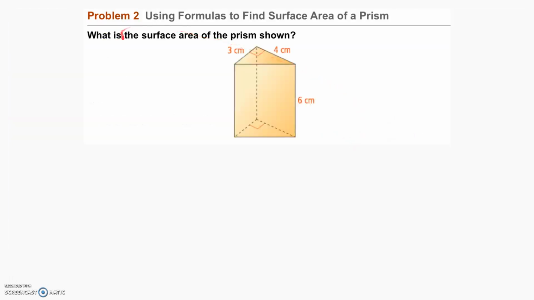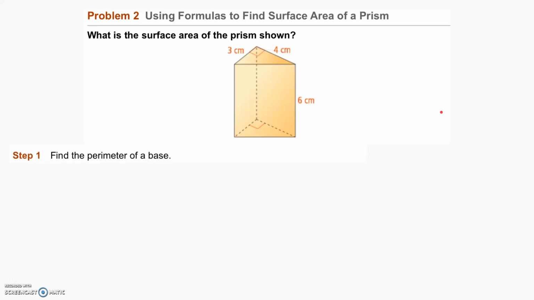So we'd like to find the surface area of the prism shown. Notice this is a triangular prism. That's going to make things a little more complicated, but not hugely more complicated. I also want to point out this is a right triangle. I'm looking at this angle here. That's also going to be important.